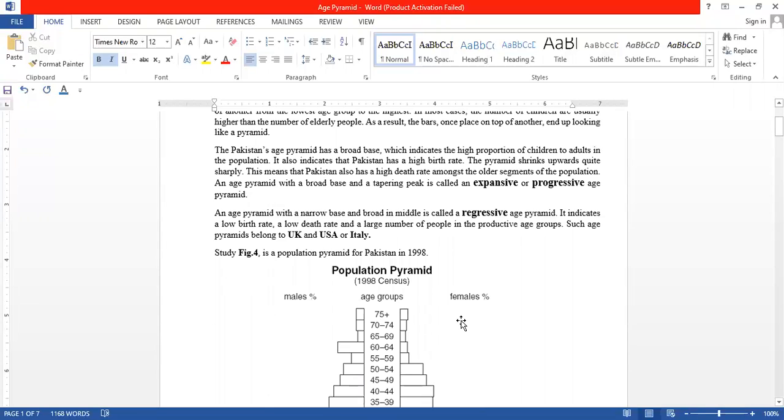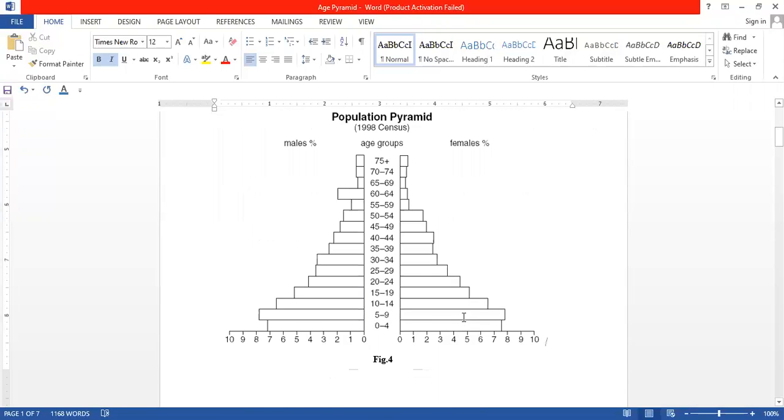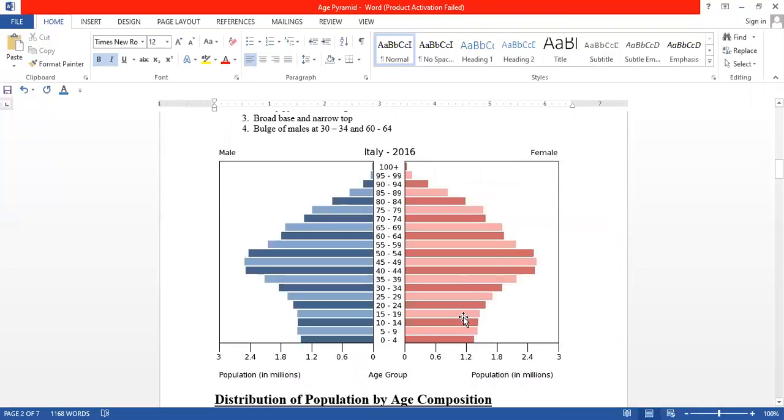And which pyramid is called a regressive age pyramid? My dear students, a regressive age pyramid belongs to a developed country, just like you are watching on the screen. The age pyramid shown here belongs to Italy in the year 2016. The main characteristics of this type of age pyramid are a narrow base, broad in the middle, and also broad on the top side. So this type of age pyramid is called regressive.